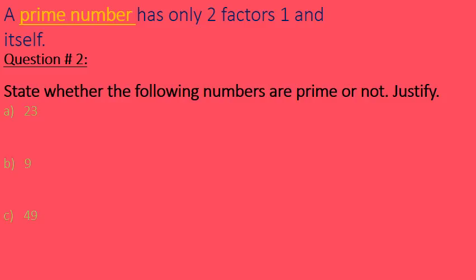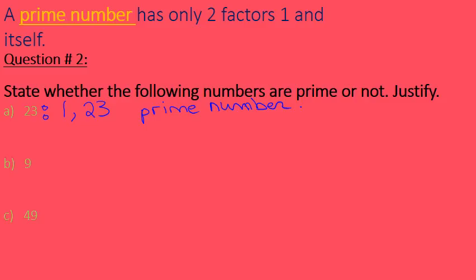The first number is 23. Can you tell me, Ali, what are the divisors of 23? 1 and 23. Only 1 and 23. So 23 has only two divisors, 1 and itself. What do we call 23? 23 is a prime number because it has only two factors, 1 and itself.